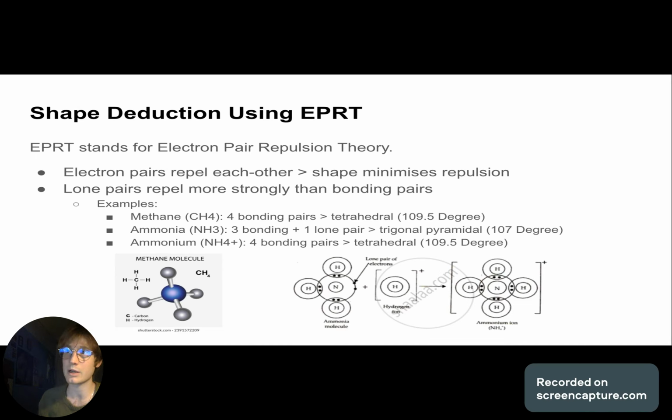The ammonium ion shows how adding a hydrogen changes things. The nitrogen now has no lone pairs. All 4 pairs are used in bonds, making it tetrahedral again with a 109.5 degree angle. So why does shape matter? It affects how molecules interact, how they pack together, and ultimately their physical properties.